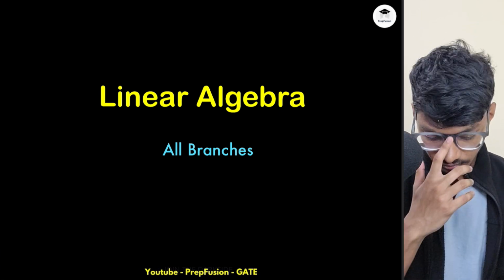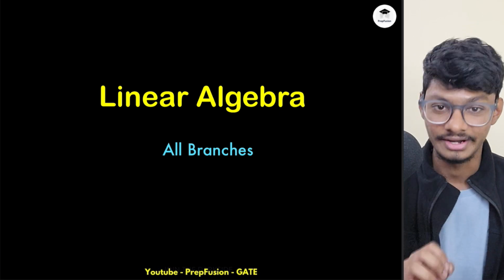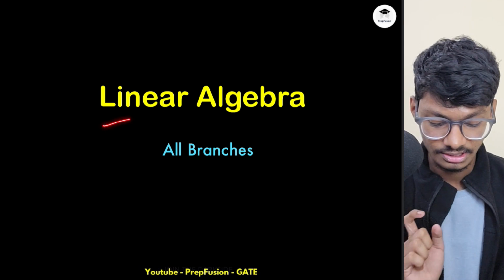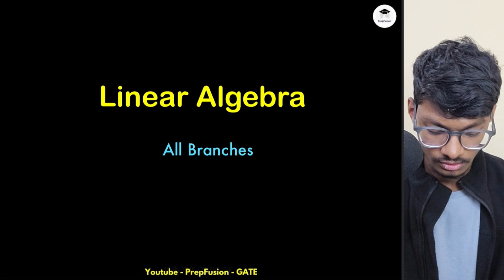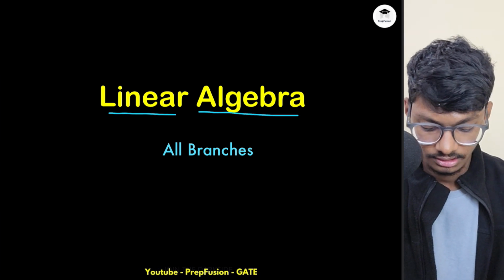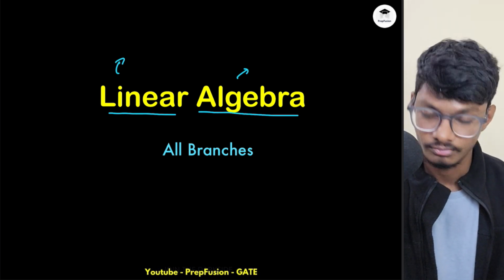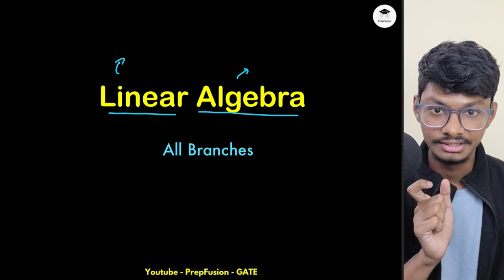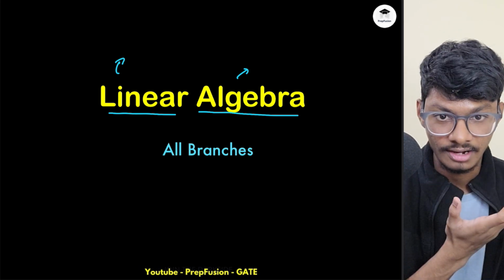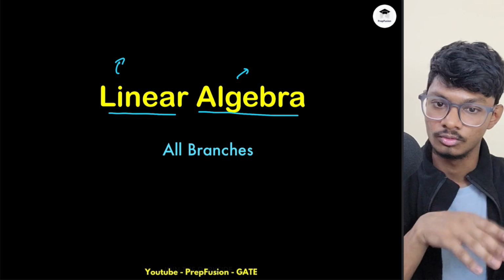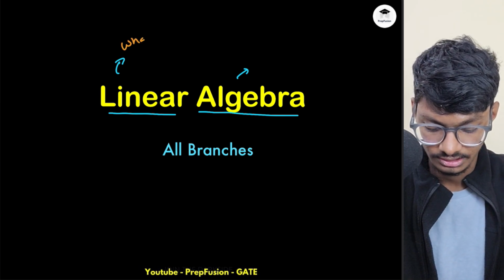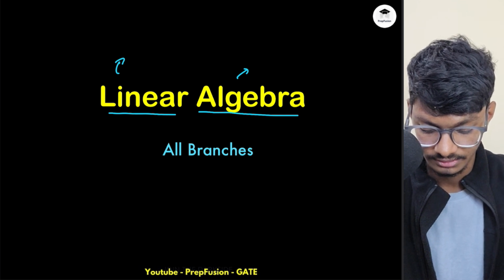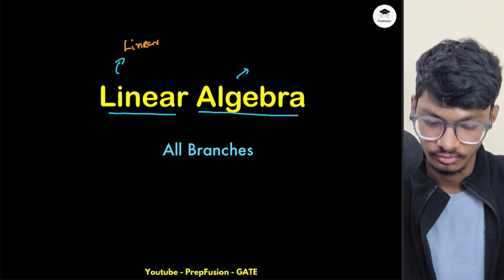First, let's study the chapter name. Basically, what is the chapter name? The chapter name is linear algebra. Let's understand the meaning of these two terms. What does linear mean? Linear means if we plot it in a graph, it would look like a straight line, right? So we have to understand what is linear. I will explain what is linear.